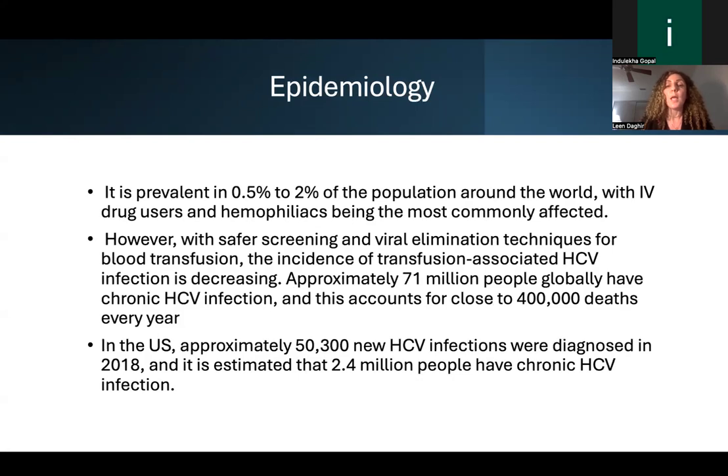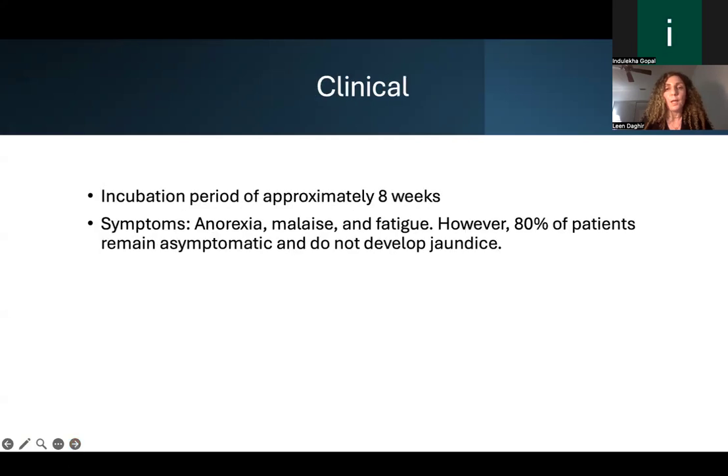is decreasing. Approximately 71 million people globally have chronic hepatitis C infection, accounting for close to 400,000 deaths per year. In the United States, about 50,300 new hepatitis C infections were diagnosed in 2018, and an estimated 2.4 million people have a chronic hepatitis C infection. The incubation period is about 8 weeks. Symptoms: anorexia, malaise, and fatigue. However, 80% of patients remain asymptomatic and do not develop jaundice.